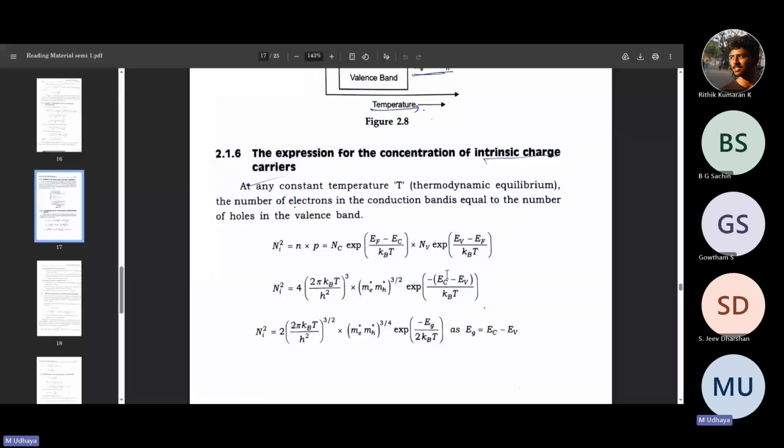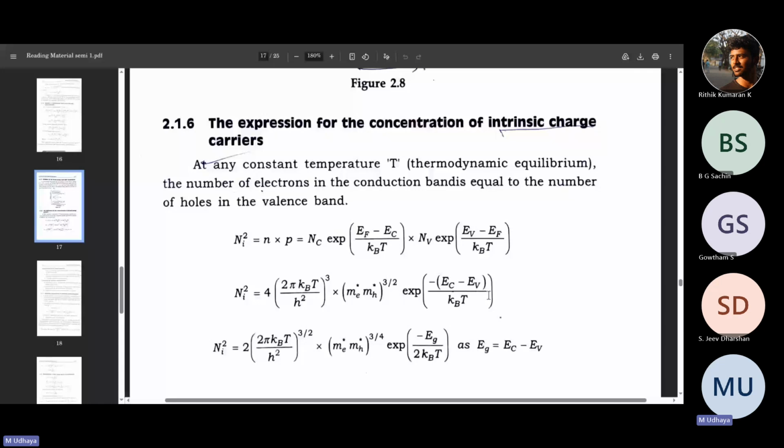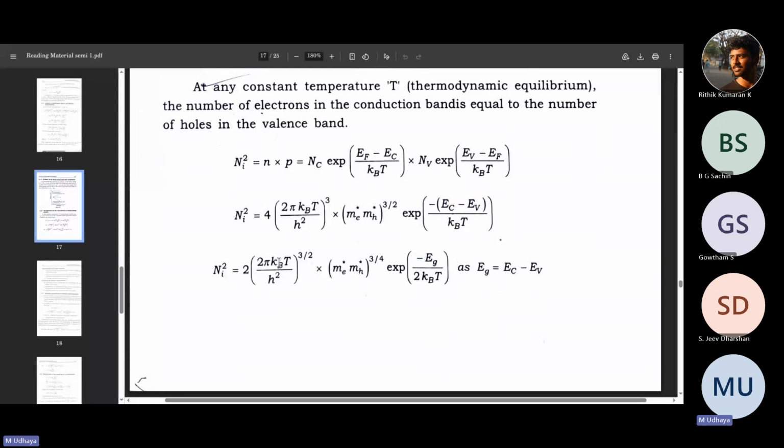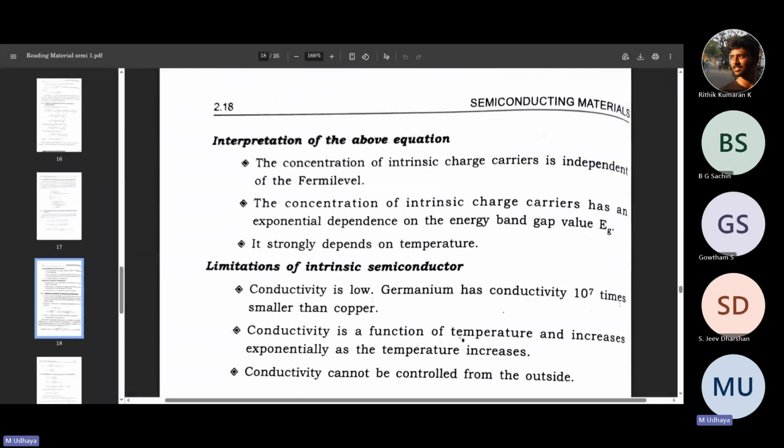Somewhere Ef will get cancelled out. When Ef gets cancelled out, you will get beautifully the Eg term. Eg term is basically Ec minus Ev. You will get minus of (Ec minus Ev), so it will be minus Eg. So Ni square will be some constant into e power minus Eg by 2kT. These graphs are very, very important. You should know the interpretation of all these graphs.